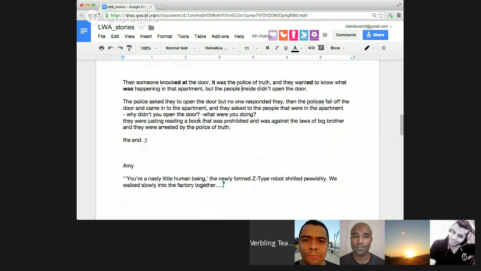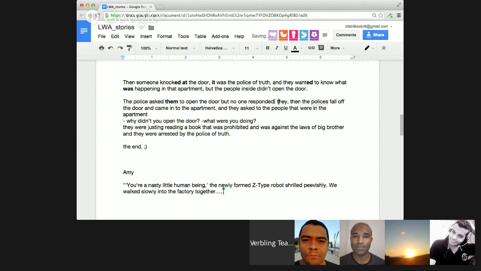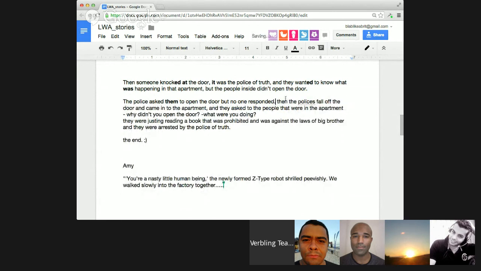But the people inside, we don't need this part, the people inside did not open the door. Oh, mysterious. The police asked them because they are the object, right? Okay. "They" is the subject, "them" is the object. So you open the door, but no one responded. Oh, responded? I think you mean "to them". But we don't need that. We just miss that out. "Nobody responded" is fine. Then the police. Police is already plural, so we don't need to say "polices", okay? The police.